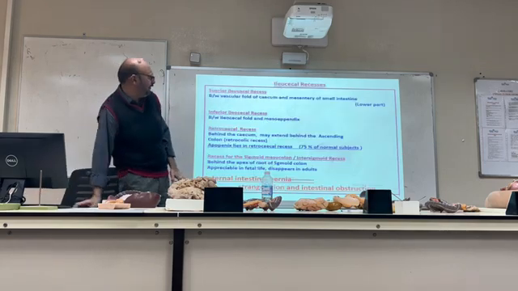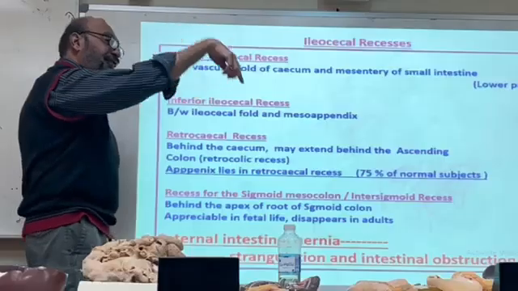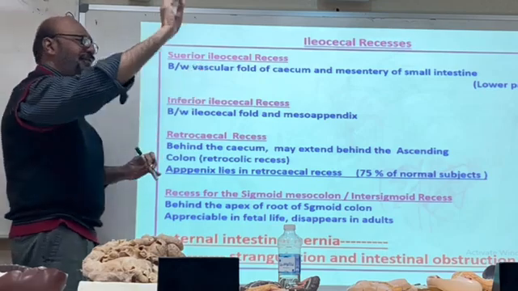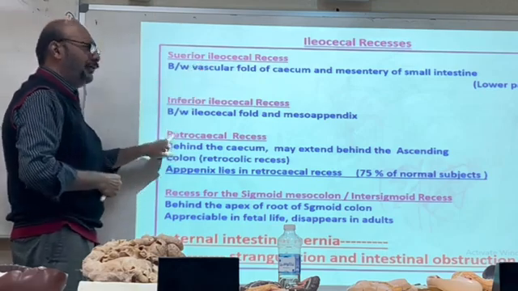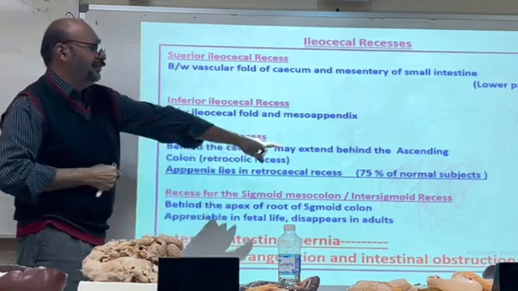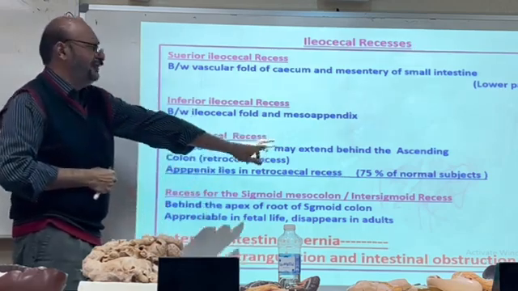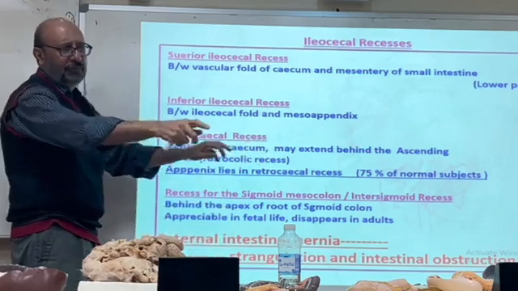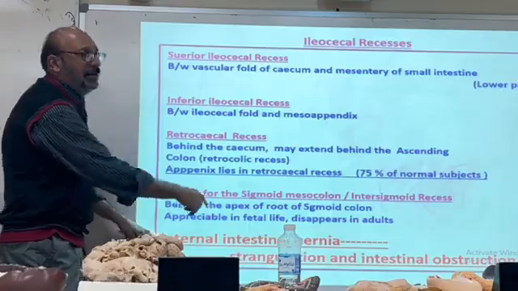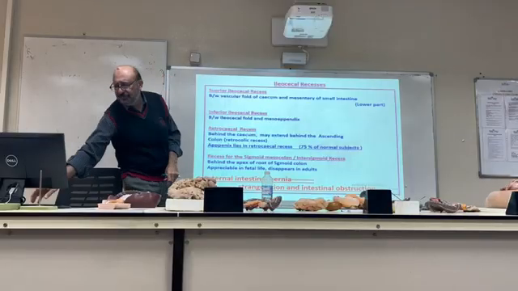We can have recesses. For cecum, we also have such recesses. But that is not your objective. Only just remember one point. The retrocecal recess is very important because in 74-75% of people, the appendix is present in this recess. I will show you appendix. Okay. Now we have a concept of internal herniation and strangulation.